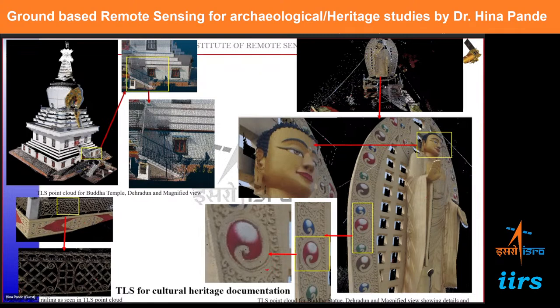Now if you appreciate this small zoomed in area of the face of the Buddha, it appears to be almost like a photograph. However, it is only a collection of points, as I keep telling you. So each small detail of the curls in the hair, the eyes, the eyebrows, everything is visible in a very high amount of detail.